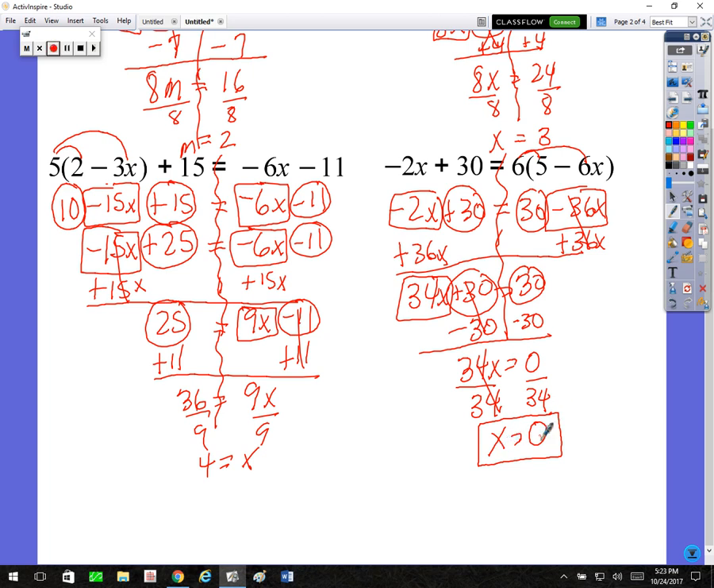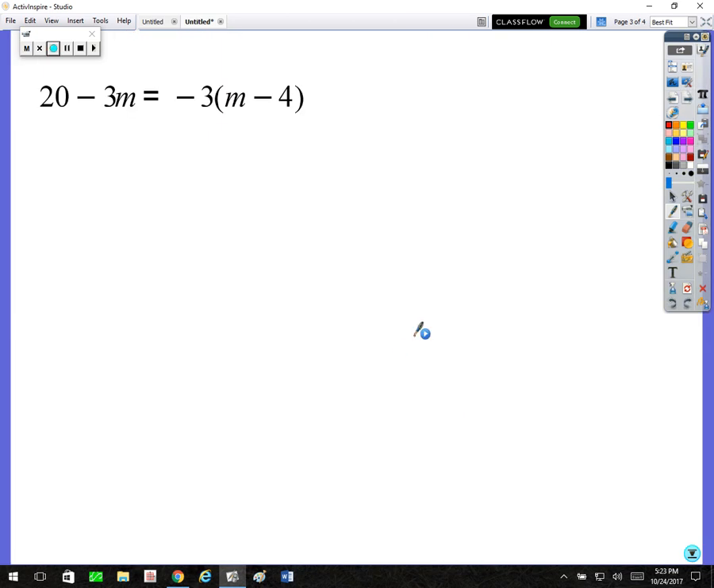This is x equals 0, which means the only number I can put in for this x and this x to make the left side and the right side equal is 0. So this one has one solution, when x equals 0. Okay, so those are some pretty tough problems. If you can do those, you're right on time. Let's see what we got on this one.